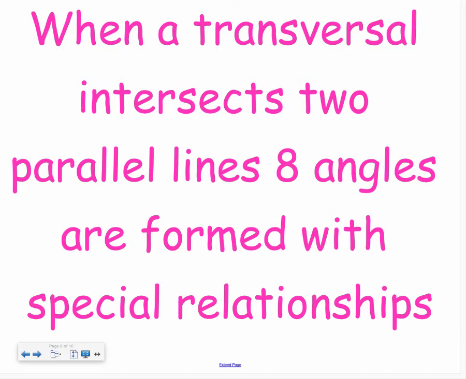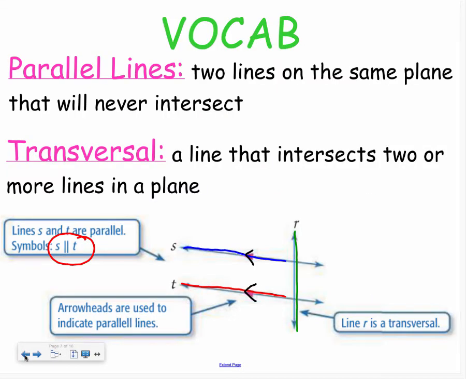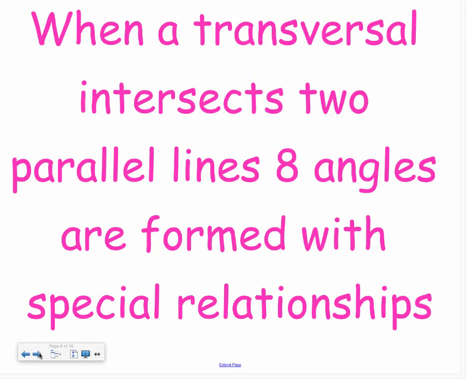When a transversal intersects two parallel lines, so the situation we just had back here, S and T are parallel, R is cutting in between them. You have 8 angles that are formed. Those angles are going to have some special relationships. So if your transversal cuts across parallel lines, 8 angles are formed with some specific relationships.